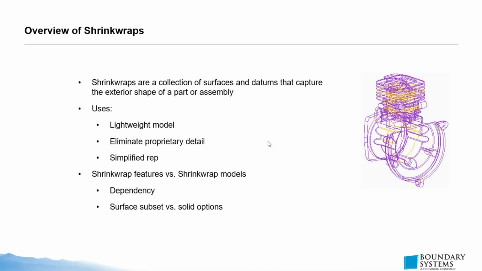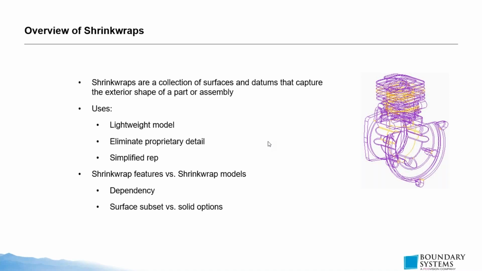So for example, if I create a lightweight version of the engine shown there on the right, I can actually just go to File, Open a specified simplified rep of that. So when I go ahead and open my model, it'll only be pulling in that data that is included in the shrink wrap. It'll be a much smaller model. It'll be easier to work with.